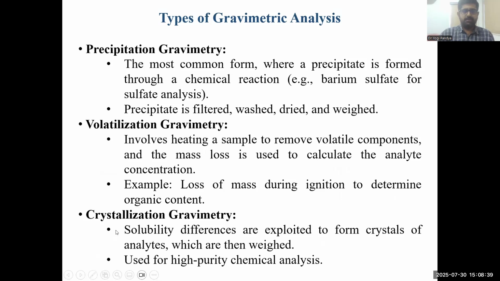And the third technique is crystallization, in which we convert the analyte into the form of crystals. Mostly we use this technique when we require high purity of chemical analysis. At that time, we do this crystallization method, right?